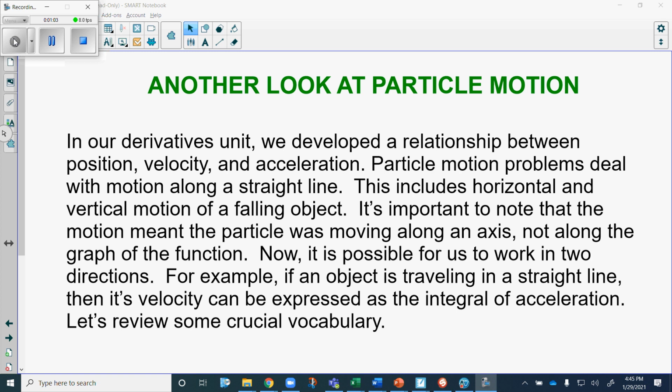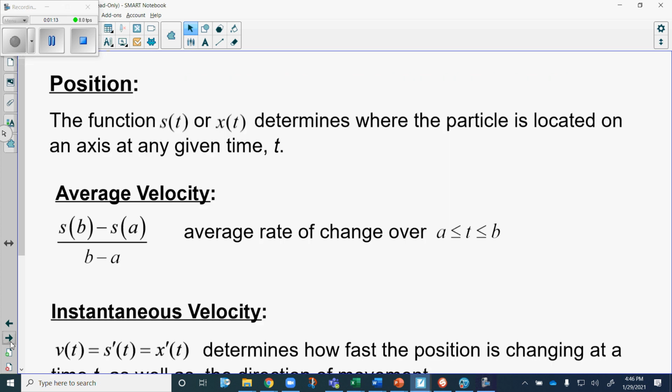Integration is often used when you're trying to evaluate a rate of some kind. So let's go ahead and jump into it and see what we have. First, there's some vocabulary. Position is generally referred to as s of t, but sometimes it might be x of t. That just tells you where it is at a particular time.